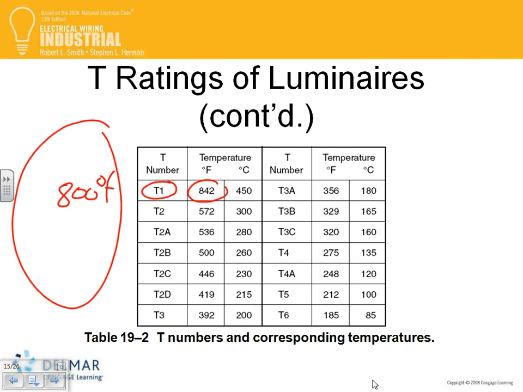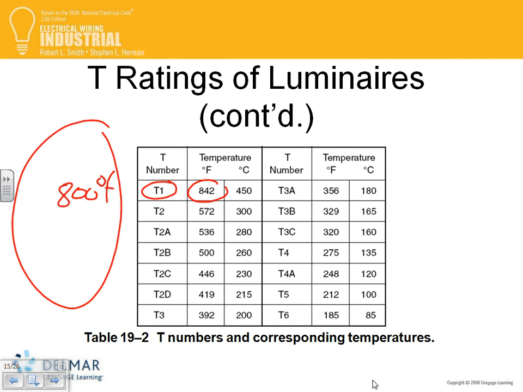Every fixture that you buy will have a T rating on it. So it's better for us as installers and designers. They actually go by Class 1 Div 1 right at the fixture, so we don't even have to worry. And Class 1 Div 1 and group. If I know the gas is in this group, if it says Group A Class 1 Div 1, I can install it in this location for that particular group. Any questions, guys, about the temperature rating?